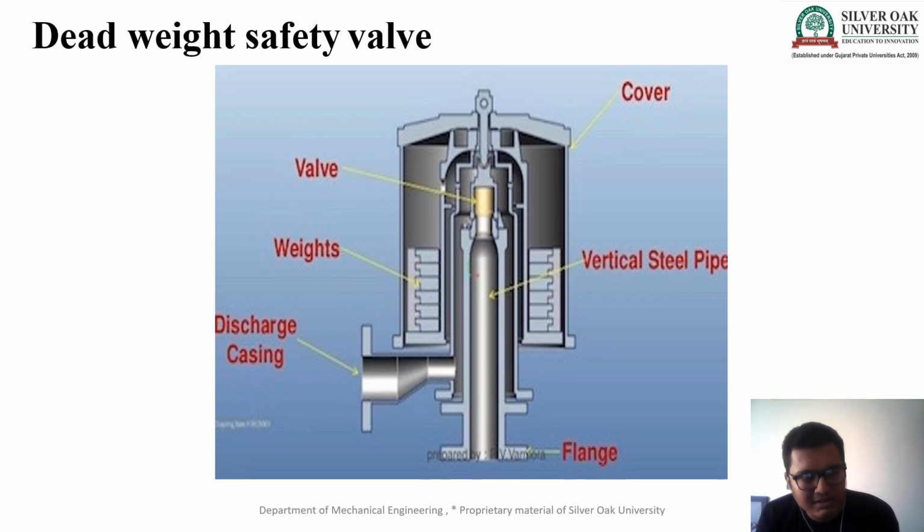Here you can see the dead weight safety valve. The structure looks like the lid of a pressure cooker. What happens here? We need to add dead weights on the two sides. How much weight do we have to place on both sides? We have to create the downward pressure, say 60 bar, then we put that amount of dead weight. If the downward and upward pressure is 60 bar, then the valve will not get operated.